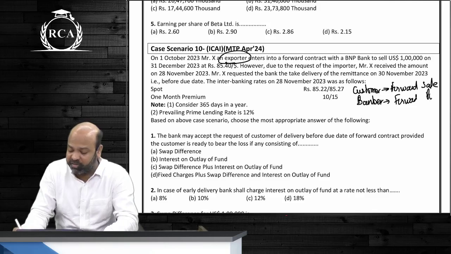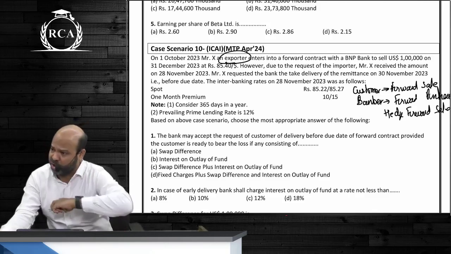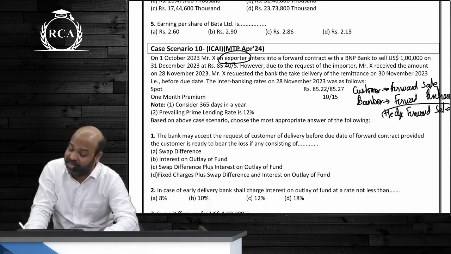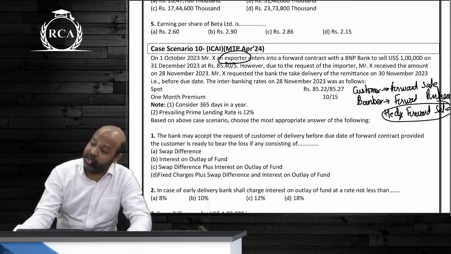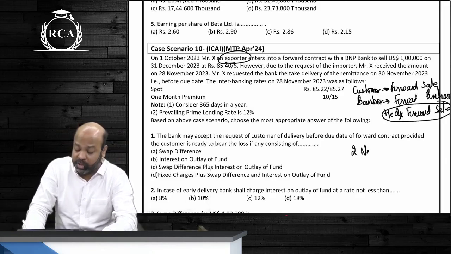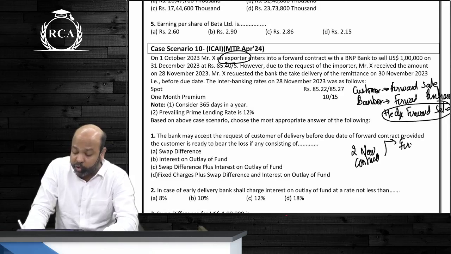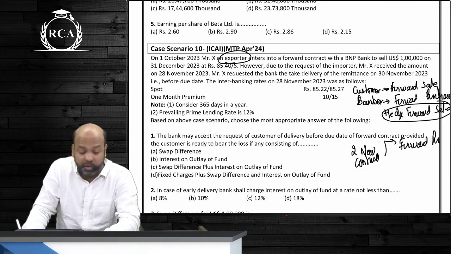To hedge himself guys, what will the banker do? Banker will enter into a forward sale contract. Now because you are approaching the banker before the due date, the banker has to cancel his forward sale. So what will he enter into? Forward purchase. Excellent. We have to see what are the two new contracts that the banker is entering into. He will enter into a forward purchase for the remaining period to maturity.